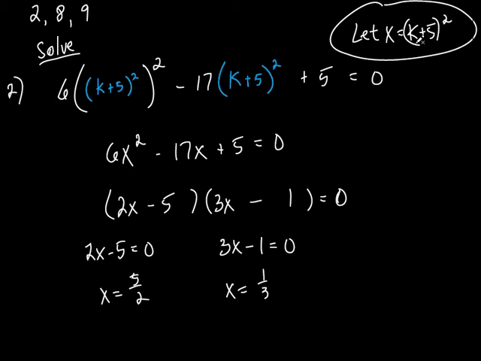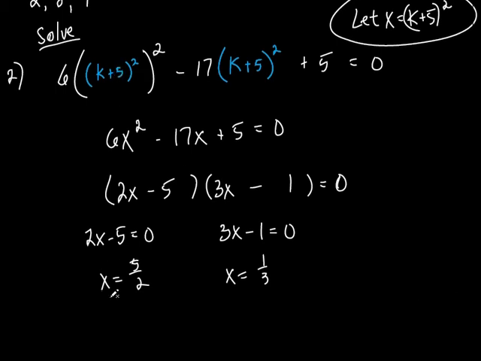X is equal to this thing right here, k plus 5 squared. Well, here's an x right here. Let's change this to another color. Remember what x is equal to. K plus 5, that quantity, squared. So instead of x equals, we're going to put k plus 5 squared equals 5 halves. And then we can solve for k.